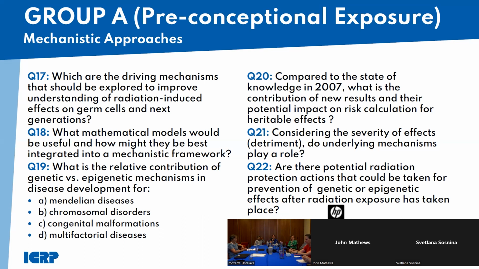Shall we go to the next one? What is the relative contribution of genetic versus epigenetic mechanisms in disease development? And these are the classes of hereditary diseases that have been used in the past: Mendelian diseases, chromosomal disorders, congenital malformations, multifactorial diseases. Multifactorial is probably where epigenetics might have the most impact.